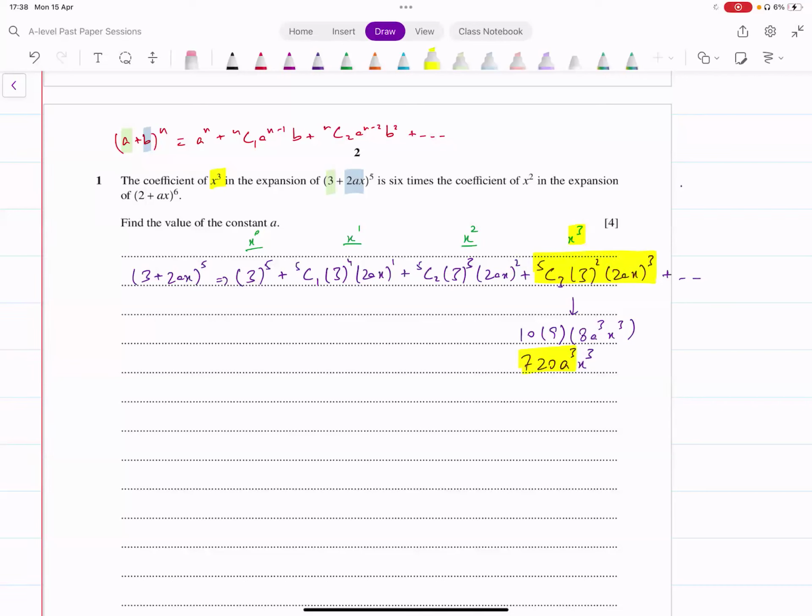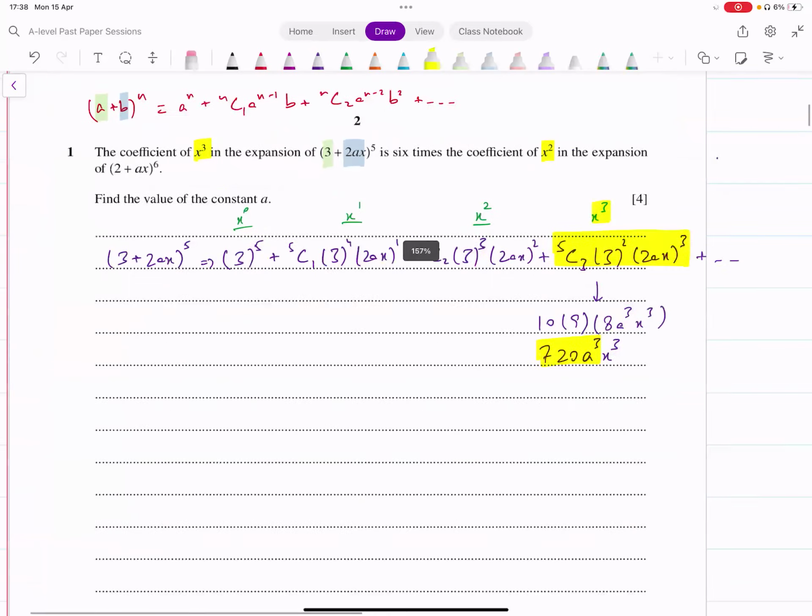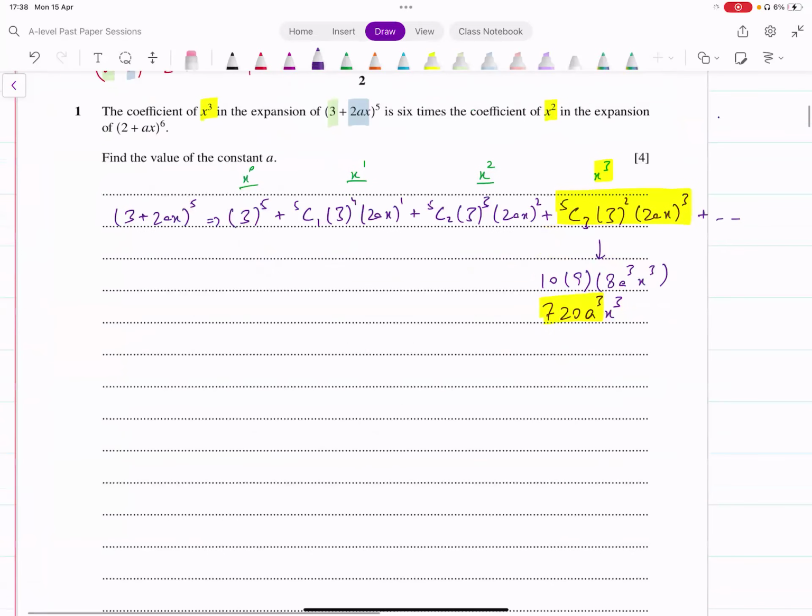Okay. Now we have to look at the second expansion. The second expansion is 2 plus ax whole raised to power 6. From this expansion, which term are we looking for? We're looking for the term in x squared, the coefficient of x squared. Let's do the other expansion. So now the other expansion is 2 plus ax whole raised to power 6. What does that give us?